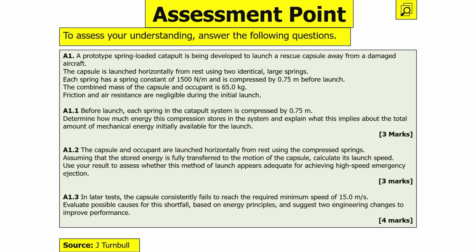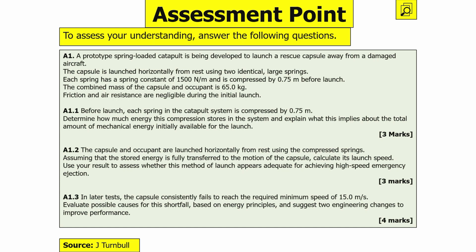A prototype spring-loaded catapult is being developed to launch a rescue capsule away from a damaged aircraft. The capsule is launched horizontally from rest using two identical large springs. Each spring has a spring constant of 5,900 newtons per meter and is compressed by 0.75 meters before launch. The combined mass of the capsule and occupant is 65 kilograms. The friction and air resistance are negligible during the initial launch.